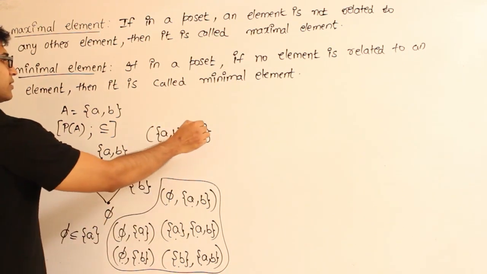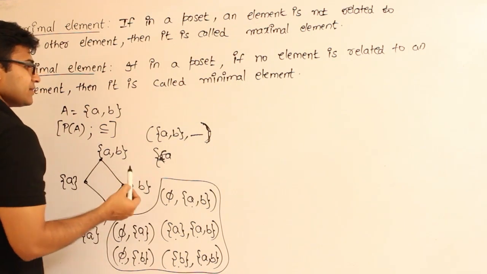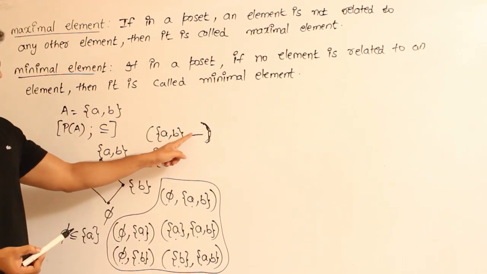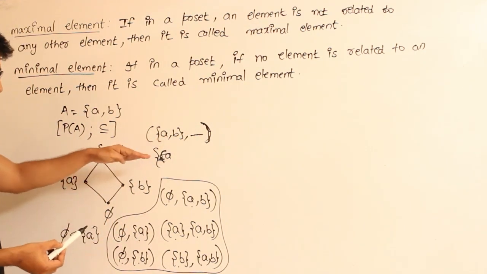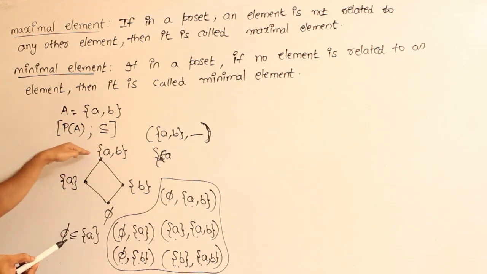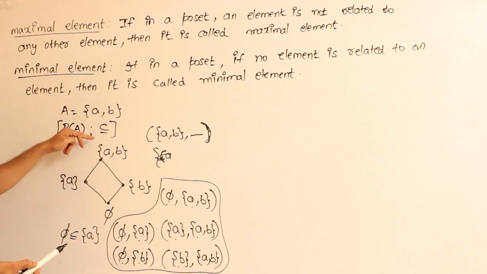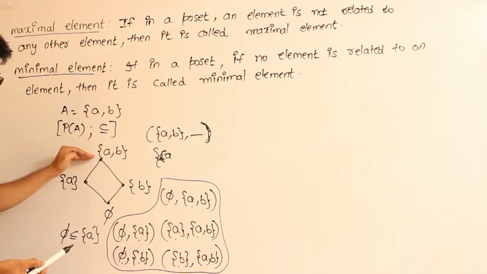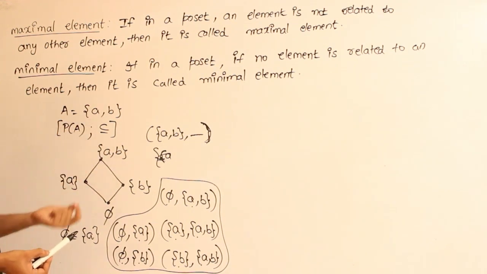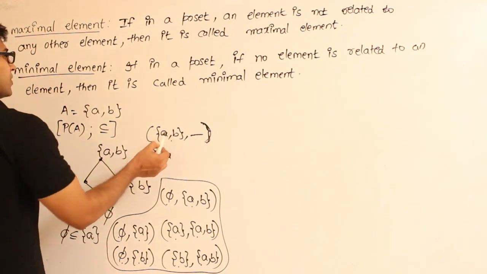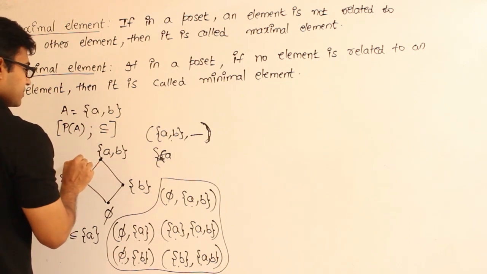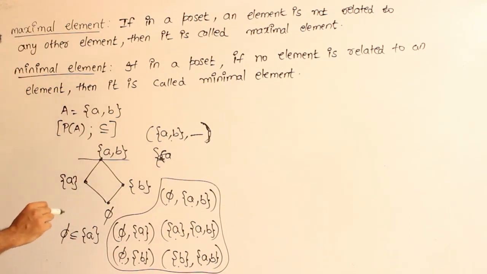Therefore what can you say about it? If you find any such element which is not related to any other element, definitely it will be present in the topmost level, isn't it? If {a,b} were related to some other element, then that particular element would be above it. But since it is not related to any other element, you can see {a,b} in the topmost level. Such an element is called a maximal element, right?